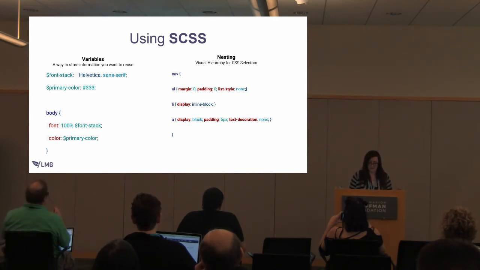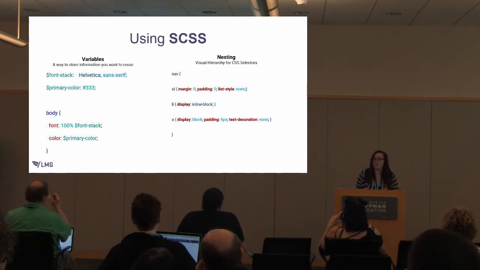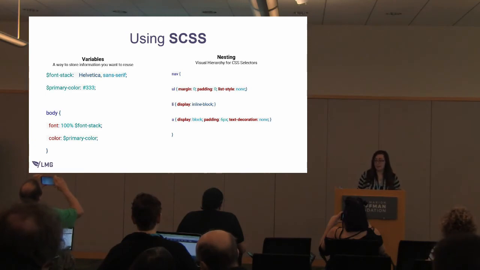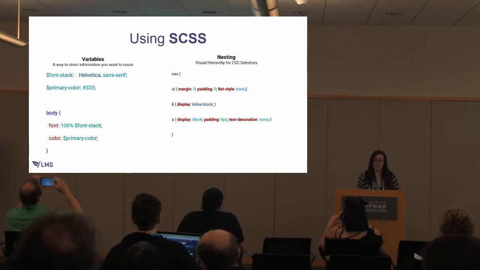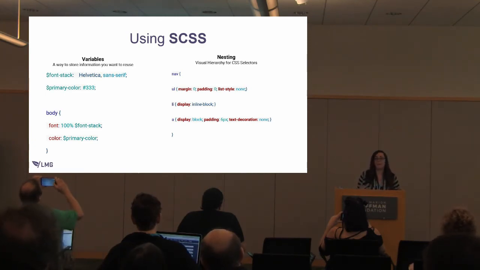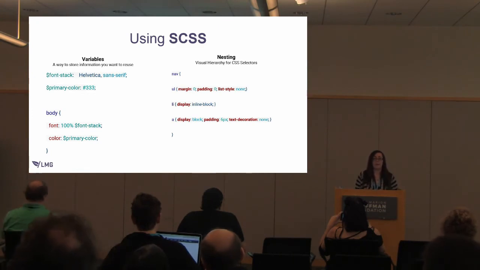Super easy. So the next thing is nesting, and all this is a visual hierarchy for your CSS selector. So this is going to be a really easy way to organize all of your styles. Instead of having a nav UL, nav LI, nav A on separate lines, you can just have one parent nav, and then every element under that parent you can just put in the nest.